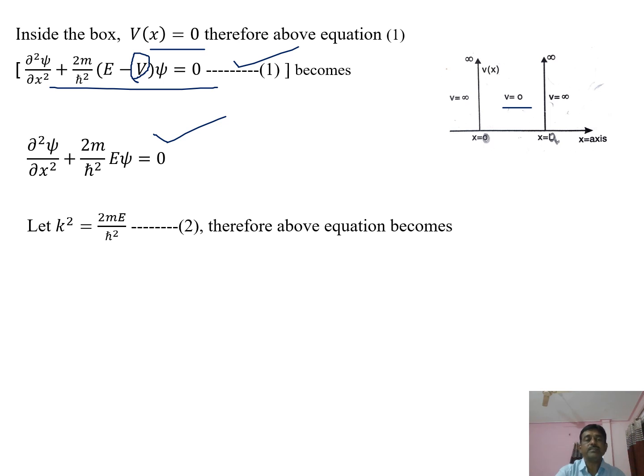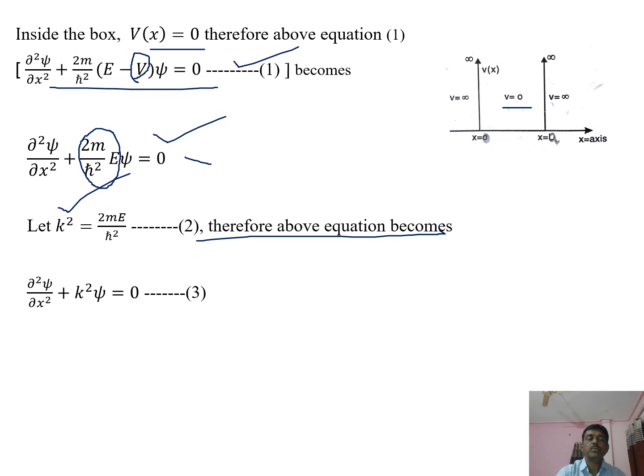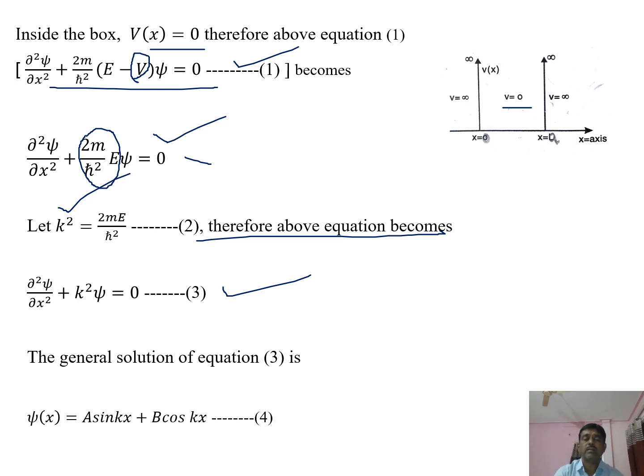In this equation, consider 2mE divided by h cross square is equal to k square, equation number 2. Hence, the above equation becomes d square psi by dx square plus k square psi is equal to 0, equation number 3. Then we have to write its solution. The solution of this differential equation is psi is equal to A sin kx plus B cos kx, equation number 4.